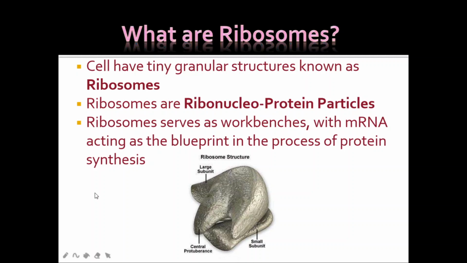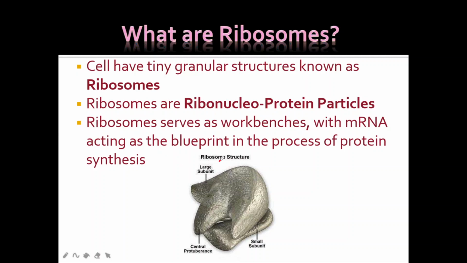Cells have tiny granular structures known as ribosomes. Ribosomes are ribonucleoprotein particles. Ribosomes serve as workbenches with mRNA acting as the blueprint in the process of protein synthesis. A very important function is performed by ribosomes. That means protein synthesis is done by these minute structures which are very important, and that is the ribosome.